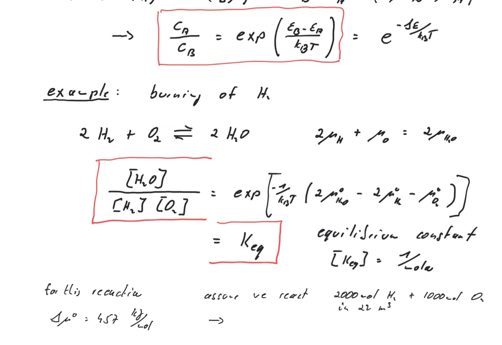So we just fill in the numbers, and what we obtain is that the probability that I still find a hydrogen molecule is 3.4 times 10 to the minus 24. Meaning from the 2000 hydrogen molecules, there are only 2 hydrogen molecules which are not reacted after the reaction has taken place.